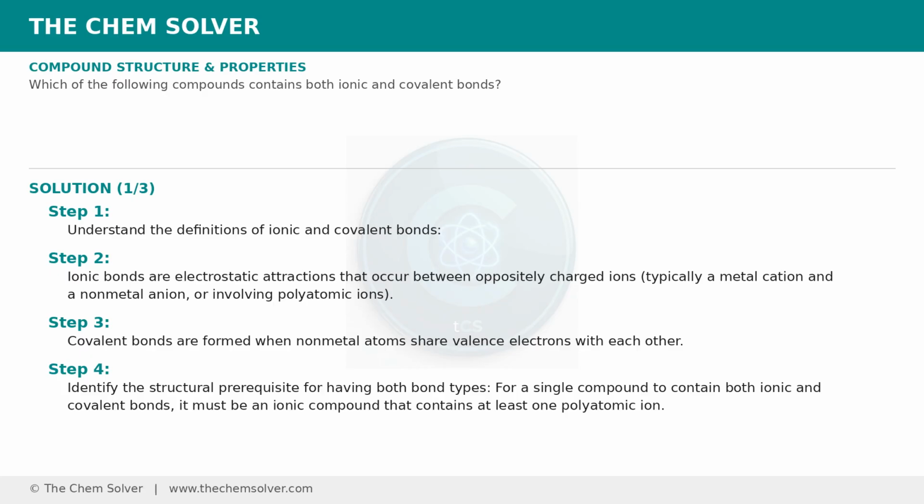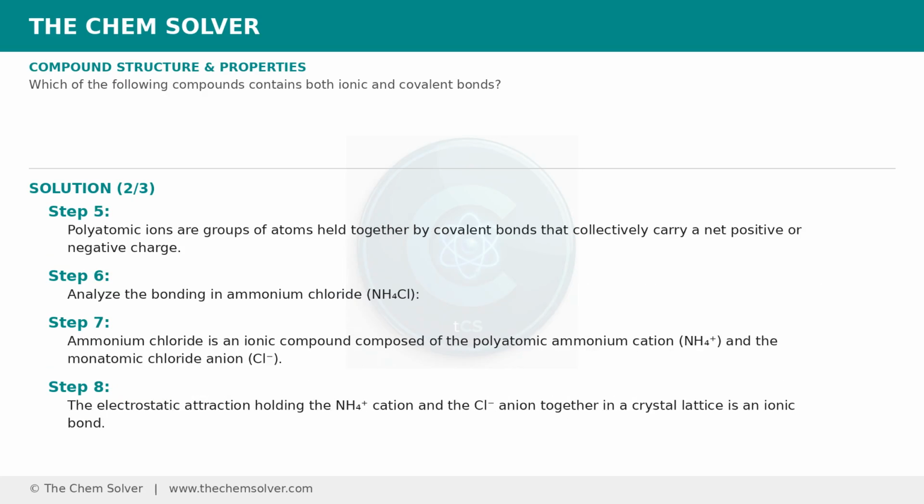Identify the structural prerequisite for having both bond types. For a single compound to contain both ionic and covalent bonds, it must be an ionic compound that contains at least one polyatomic ion. Polyatomic ions are groups of atoms held together by covalent bonds that collectively carry a net positive or negative charge.